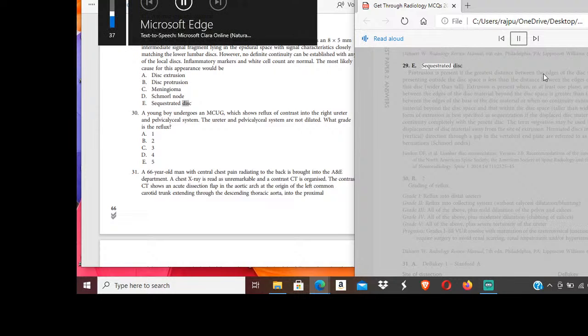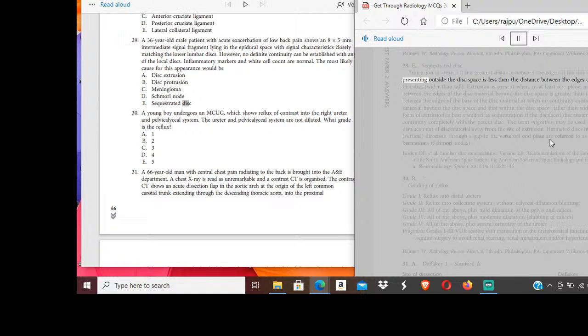29. E. Sequestrated disc. Protrusion is present if the greatest distance between the edges of the disc material presenting outside the disc space is less than the distance between the edges of the base of that disc, wider than tall. Extrusion is present when, in at least one plane, any one distance between the edges of the disc material beyond the disc space is greater than the distance between the edges of the base of the disc material, or when no continuity exists between the disc material beyond the disc space and that within the disc space, taller than wide.